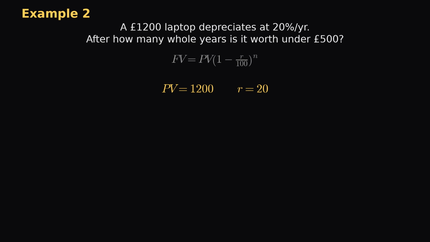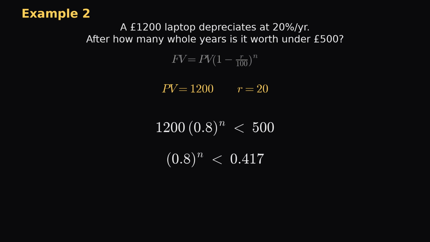Example 2. Solving for time. A laptop costs £1,200 and depreciates at 20% per year. After how many whole years is it worth less than 500? 1,200 times 0.8 to the n has to be less than 500. Divide both sides by 1,200. 0.8 to the n is less than 0.417.